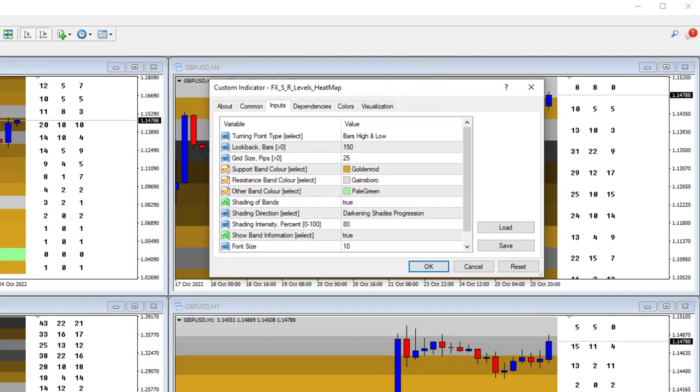And here's the hourly chart's settings. I've used a grid size of 25, so you can see 200, 100, 50, 25 is how I've scaled it. Look back periods are more or less 150 throughout, but you can go and change all of these settings, play around with them, and build these charts to your particular needs.